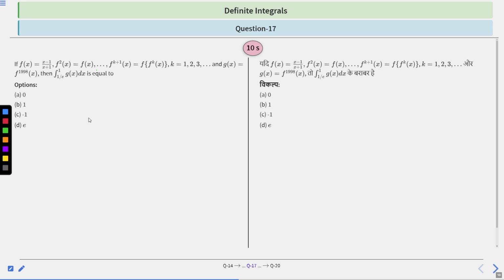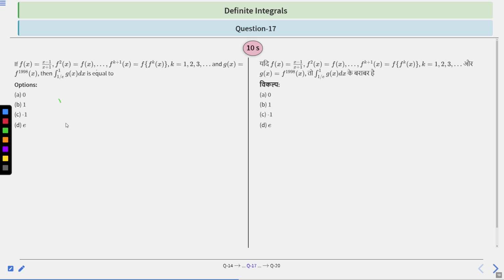The hint for this question is, again, see, we are given f(x), f²(x), up to f^(k+1)(x), and g(x) is given as f^1998(x).